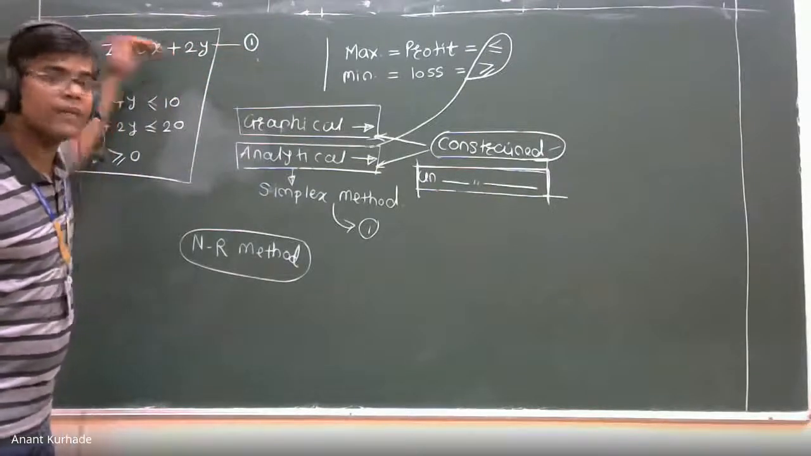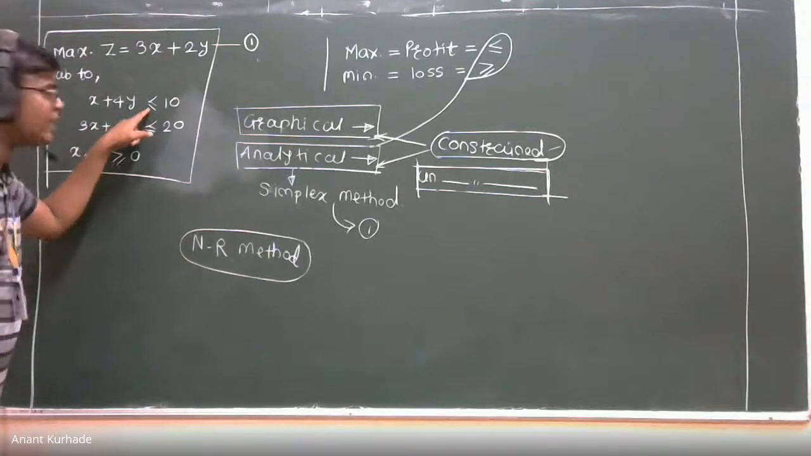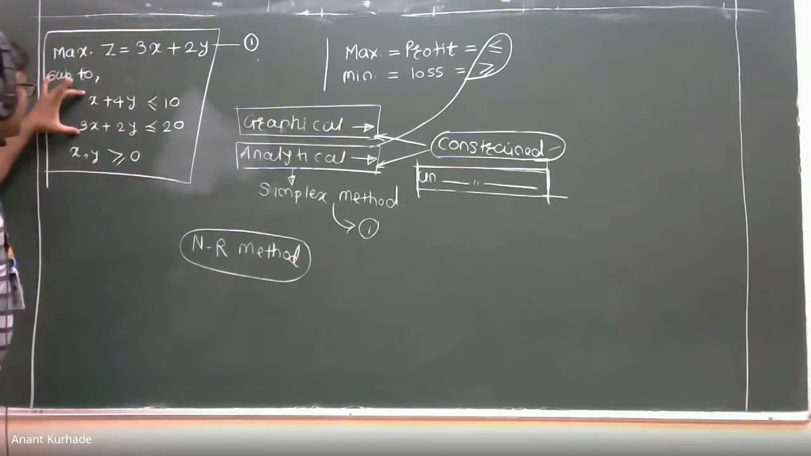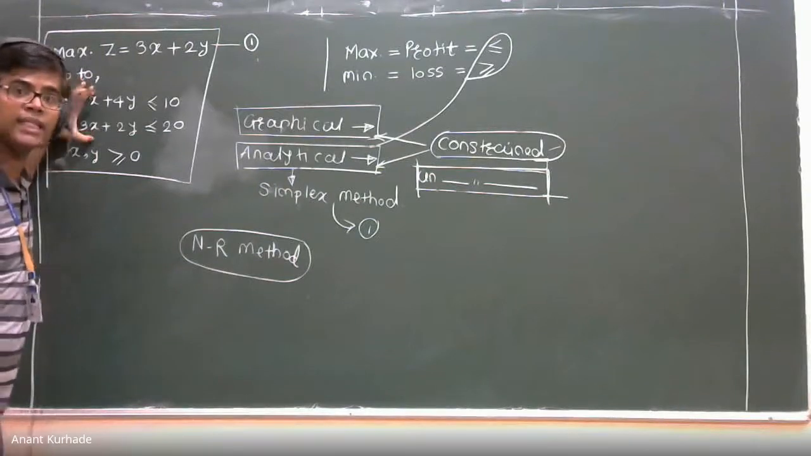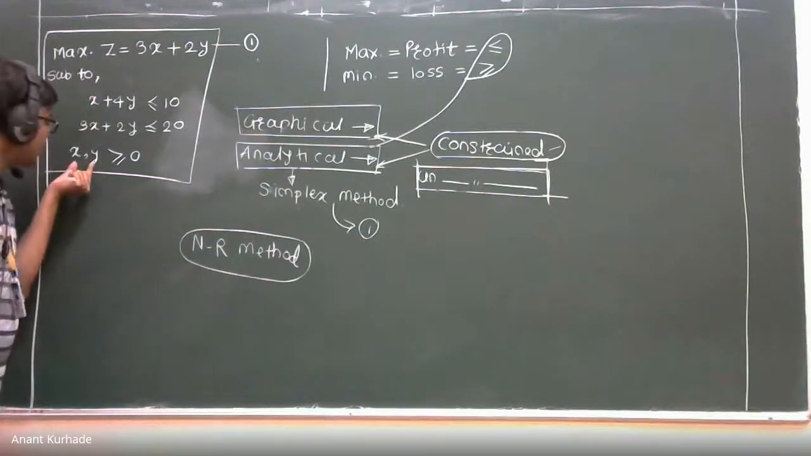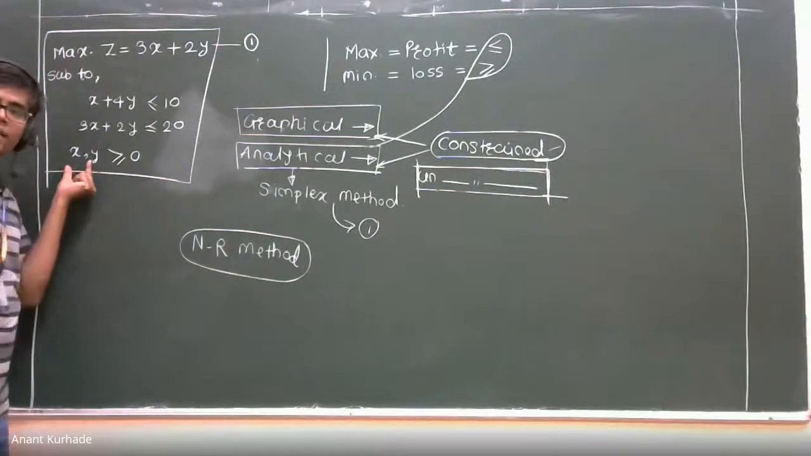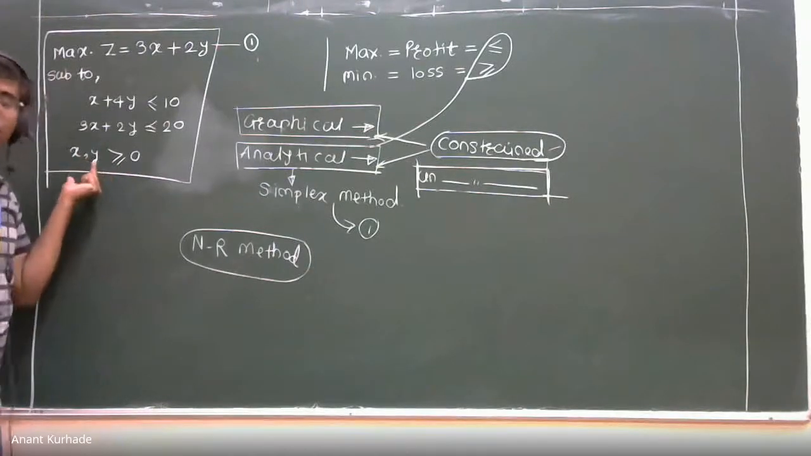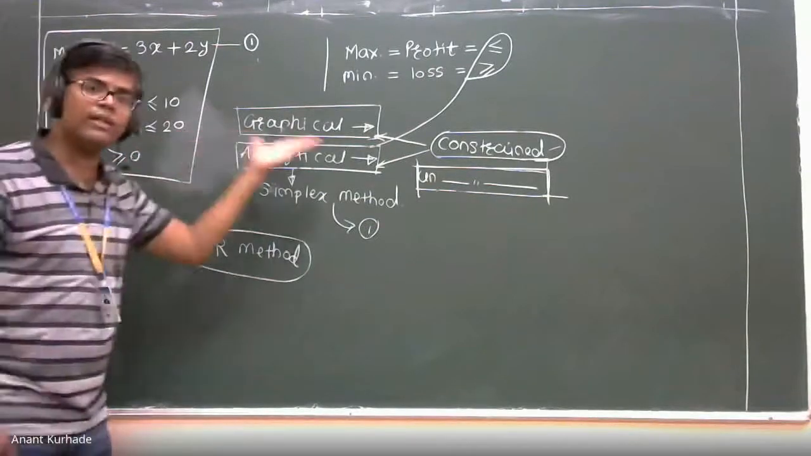This is our purpose. Moving further, subjected to these two constraints, which are less than or equal to. Constraints mean limitations, so we have given these limitations. And lastly, x and y are always greater than or equal to 0. These x and y are non-negative numbers, they should be 0 or positive, not negative. I will explain by giving one example.